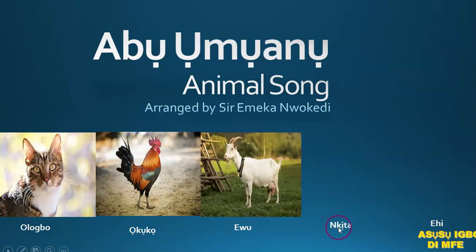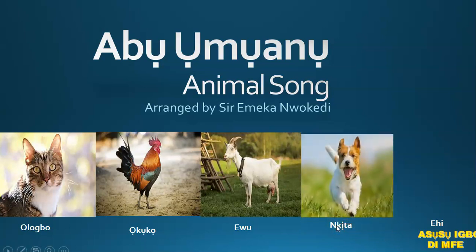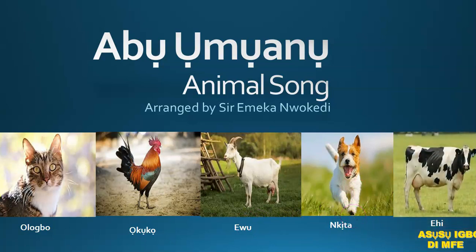And the next is Nkita. Nkita is a dog. Ewu, the goat, makes the sound meh. Nkita, the dog, makes the sound woof, woof. And the last animal that joined the visit is the cow. Ehi. Moo, moo. That's the sound it makes. So these 5 animals were part of the animals that went to greet the baby in the manger, according to the story around the song.